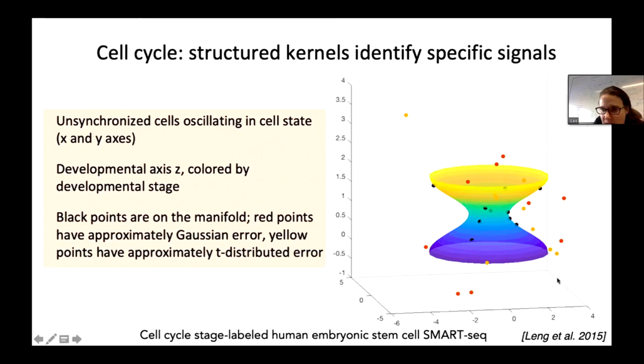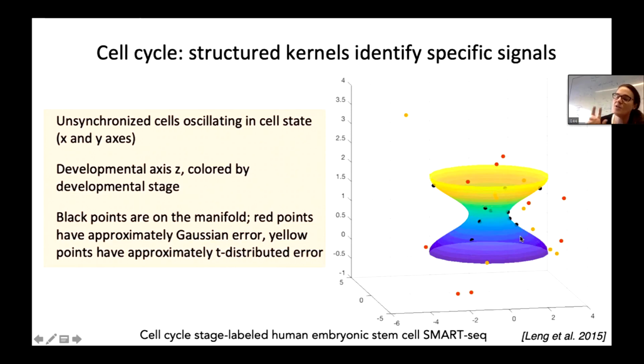It's not really colored by the developmental stage. Oh, sorry, the manifold is colored by the developmental stage. I'm sorry. So what this means basically is that the Z-axis of the manifold basically perfectly correlates with the marker of which cell stage we are in.